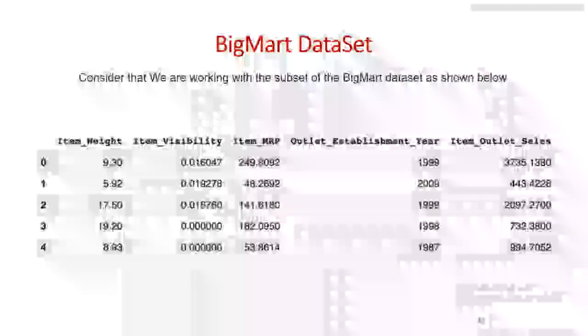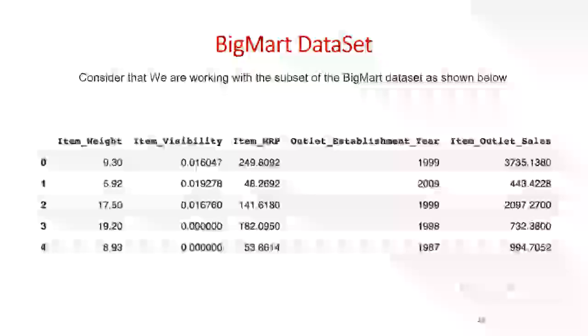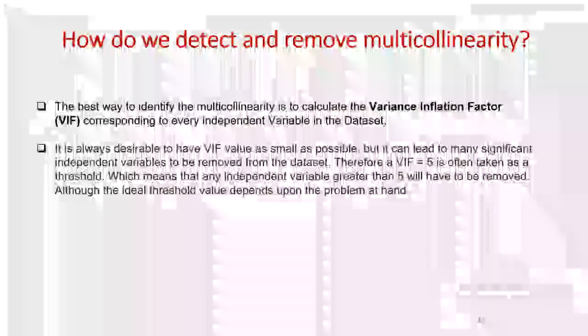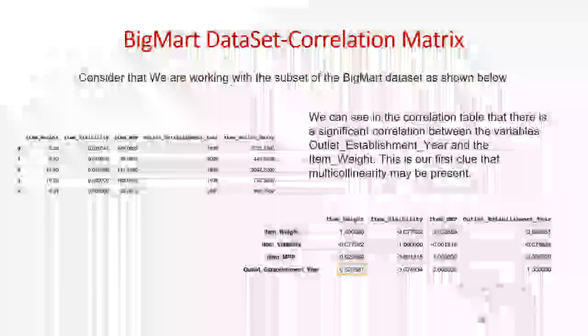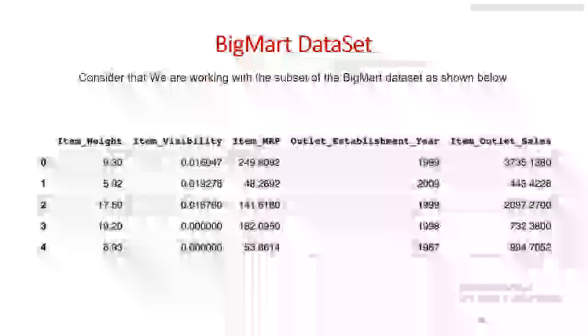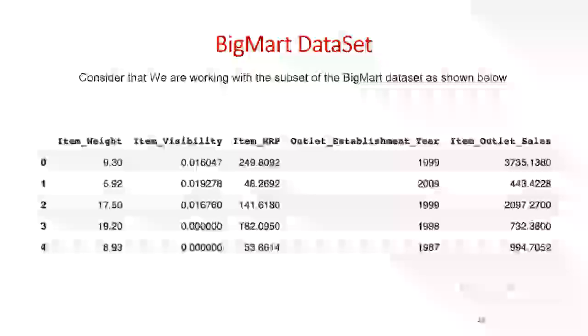So if you see this one, now you have the data, the Big Mart data set. These are a few terms. The data set is given: item weight, visibility, MRP, outlet established year, and these are the sales. These are the data points. My point is just to show you what to do if there are some variables which are multicollinear. How are you going to do that?